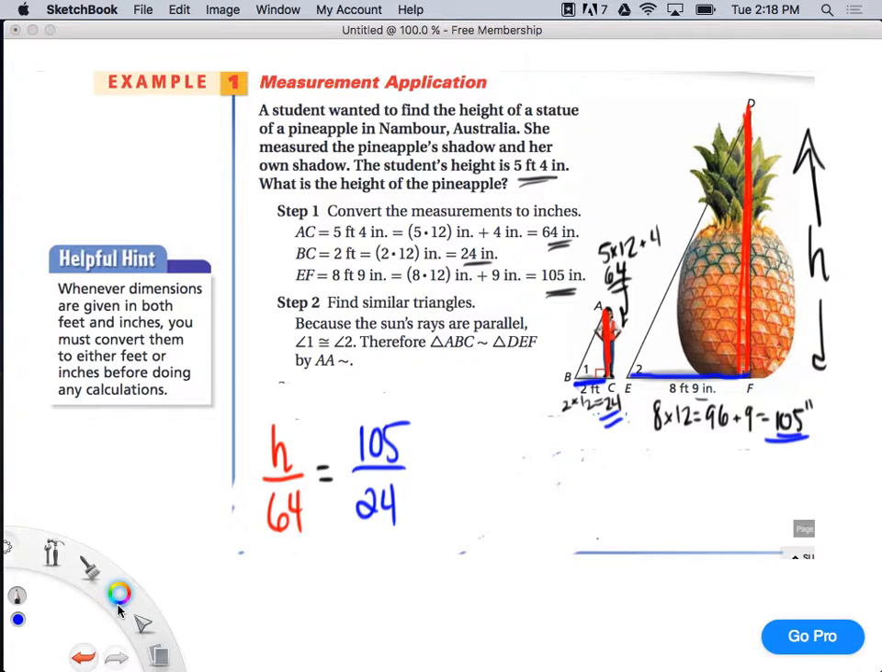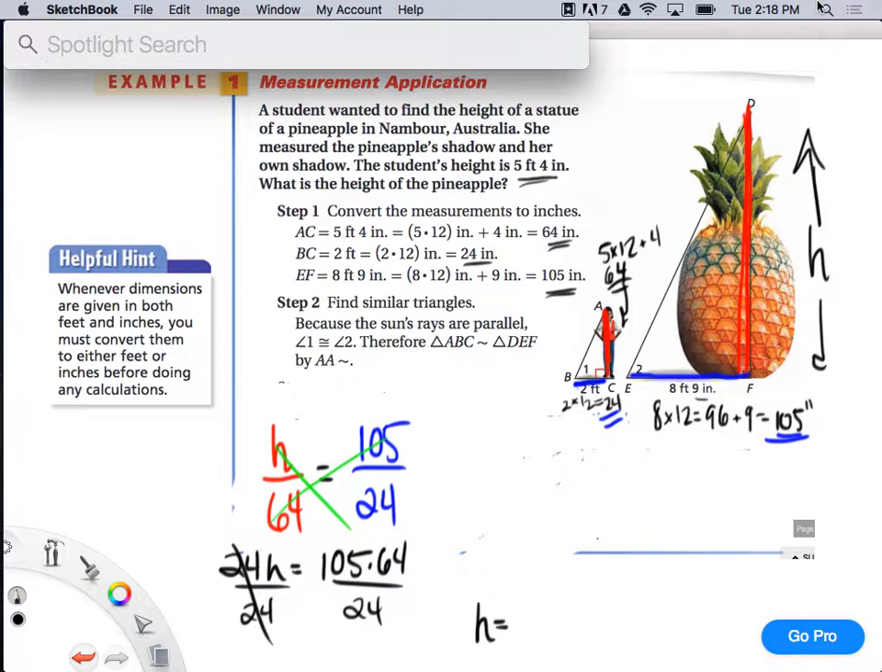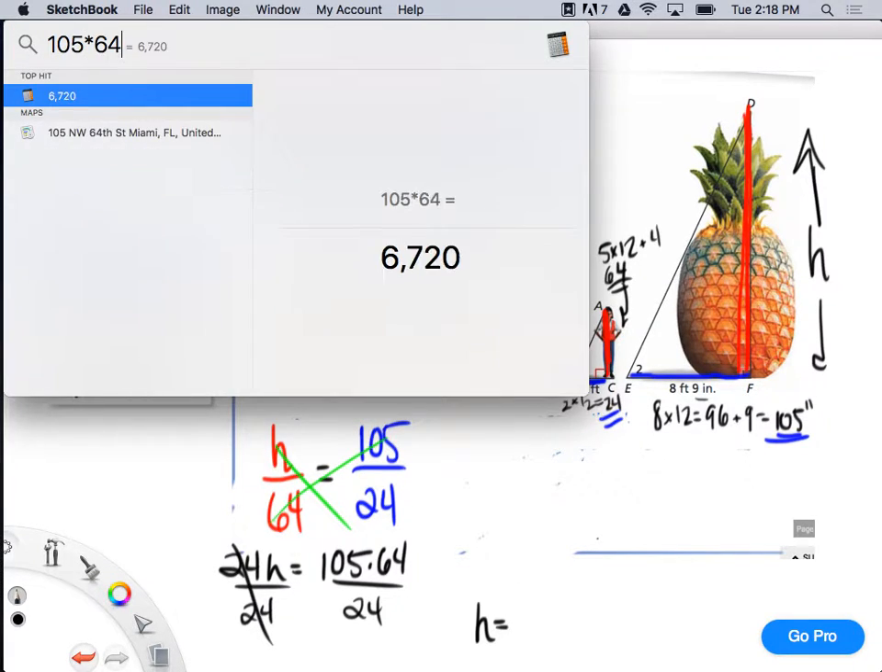And what do I do now, class? Cross multiply, sure. Nice. So I get 24H equals 105 times 64. And then divide by 24, right? And I get H equals 105 times 64 over 24.